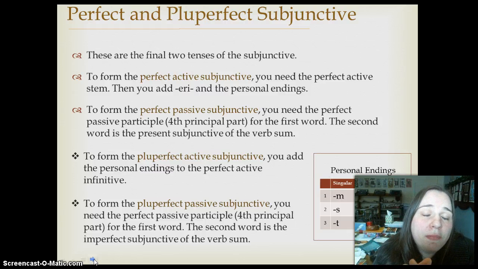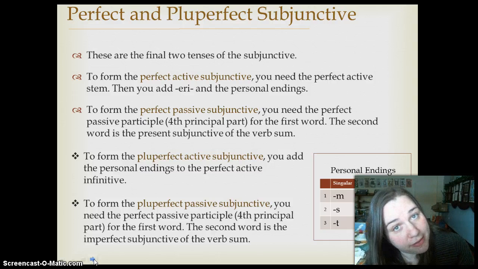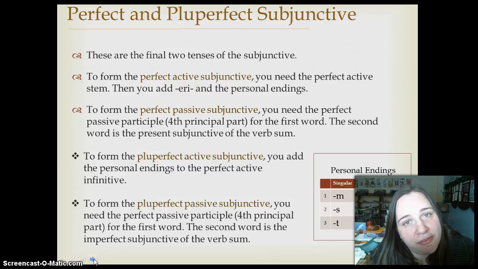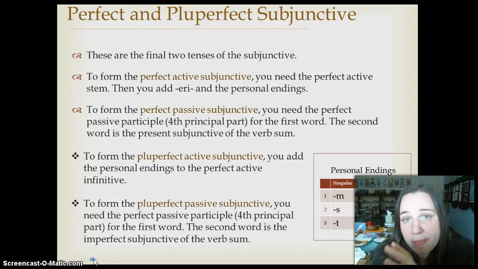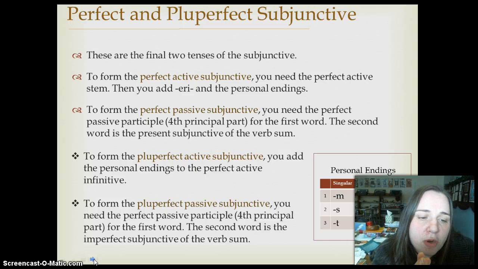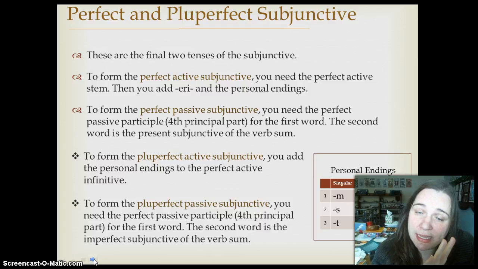Okay? To form the pluperfect active subjunctive, you need your perfect stem again. You are going to add ISSE. So essentially, it is the perfect active infinitive. You need your perfect active infinitive and then the personal endings. And then to form the pluperfect passive subjunctive, for the first word, you need the fourth principal part. For the second word, you need an imperfect subjunctive of the verb sum: essem, esses, esset, essemus, essetis, essent, okay?